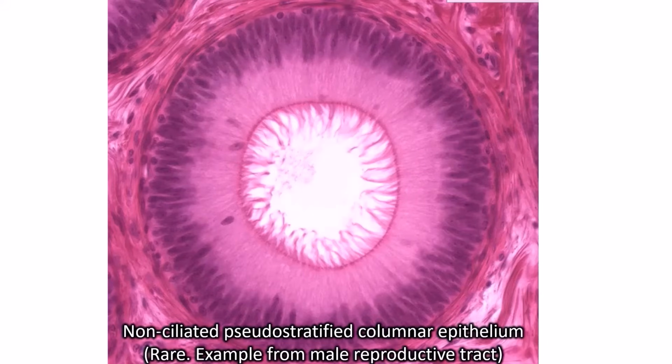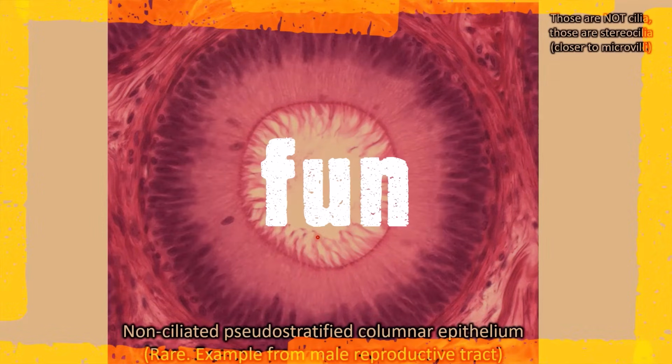So I know these look like cilia, but this is actually non-ciliated pseudostratified columnar epithelium because these are stereocilia, which are closer to microvilli. At my school, and probably a lot of other schools, for basic intro histology, this is not an important distinction. This is a little bit advanced, so you don't need to freak out that now you need to learn about cilia versus stereocilia. I'm just including this for informational purposes.